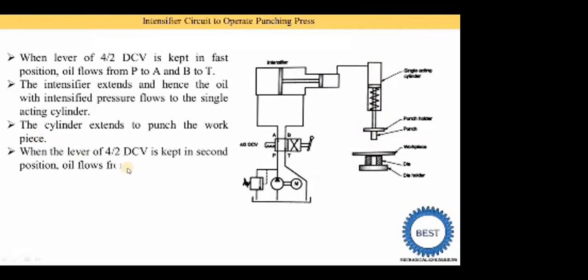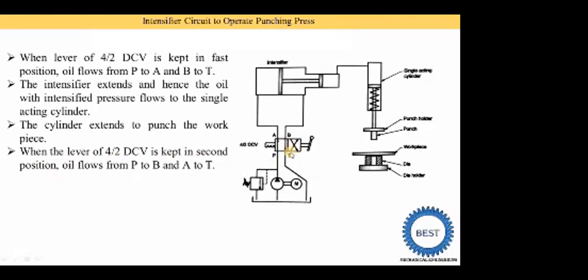When the lever of the 4x2 DCV is kept in the second position, so when the punching is done and the first stroke is over, we need to move to the second position. To move to the second position, we need to change the position of the directional control valve. And how is it changed? When the lever of the 4x2 DCV is kept in the second position, oil flows from P to B and A to T. Here you see that the P port is connected with this B port and the A port is connected with this T port.